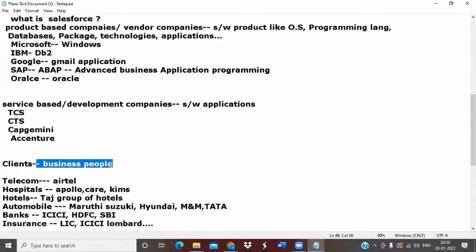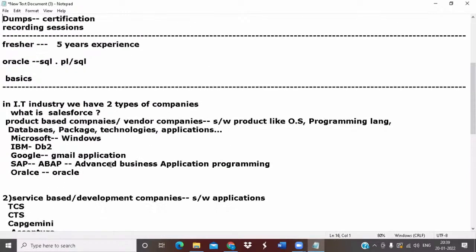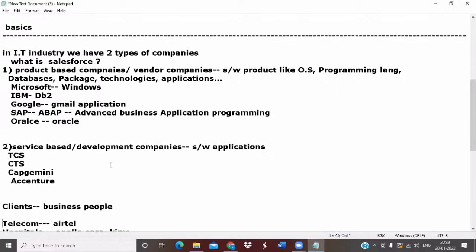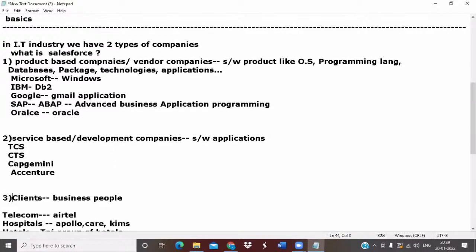So in total IT industry, we have three important persons. The first person is vendor companies. The second person is service-based companies or development companies. And the third person is clients. So the relation between all three is: vendor companies develop software products like operating systems, programming languages, databases. Using those products, development companies develop software applications as per the requirement of clients. That is the simple relation between all three. This is how the game is rotating here.